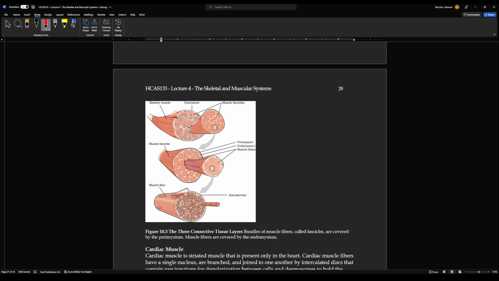Now, we do have further divisions. Each individual muscle fiber, a key thing to remember, has a sarcolemma that is upon it and is a key thing for muscle contraction. But the individual muscle fiber is then broken down into the sarcomere, which is the smallest contractile unit, very similar to the osteon we talked about earlier being the smallest functional unit of bone. The sarcomere is the smallest functional unit of muscle.